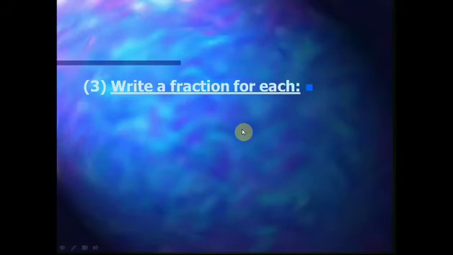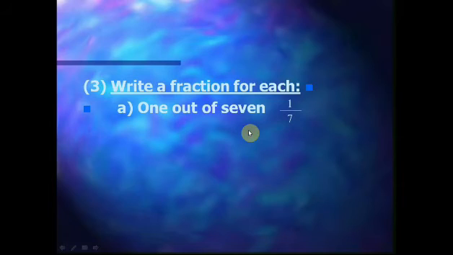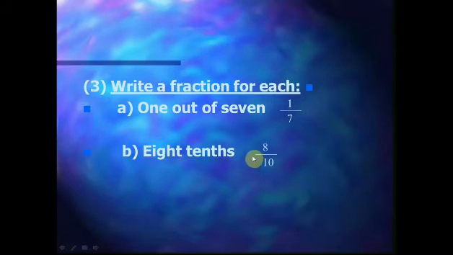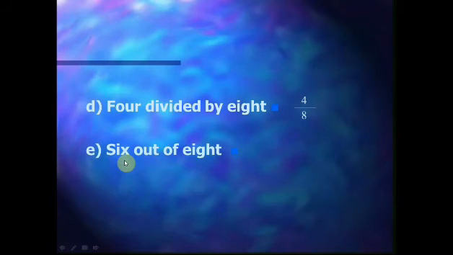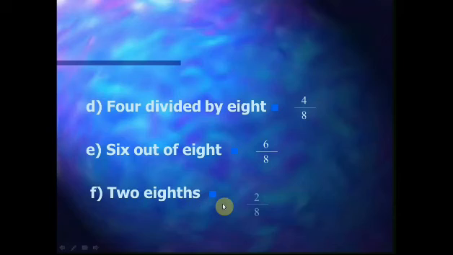Write a fraction for each. 1 out of 7, it will be 1/7. 8/10, it will be 8/10. 2/3, it will be 2/3. 4 divided by 8, it will be 4/8. 6 out of 8, it will be 6/8. 2/8, it will be 2/8.